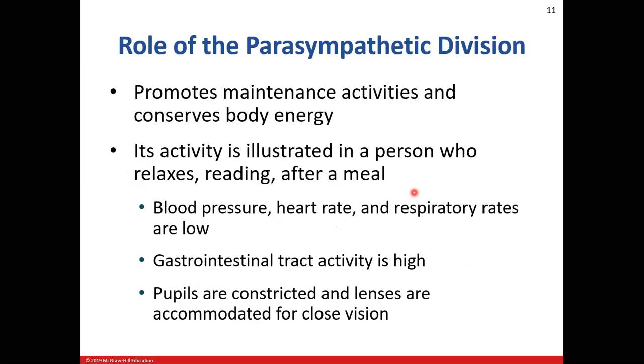So let's look at the overall role of the parasympathetic division. The parasympathetic division really promotes maintenance activities and really helps to conserve body energy. Its activity is illustrated in a person who is relaxing, reading, or right after a meal. A perfect example is right during Thanksgiving dinner. You have an increase in food coming in, and so you're going to start to see a lot of these responses in the body from the parasympathetic division.